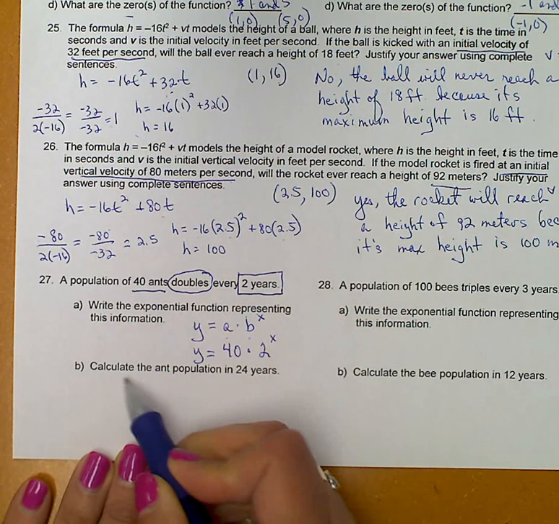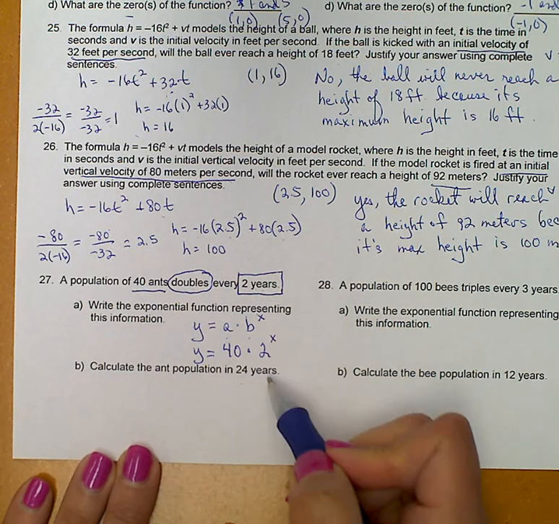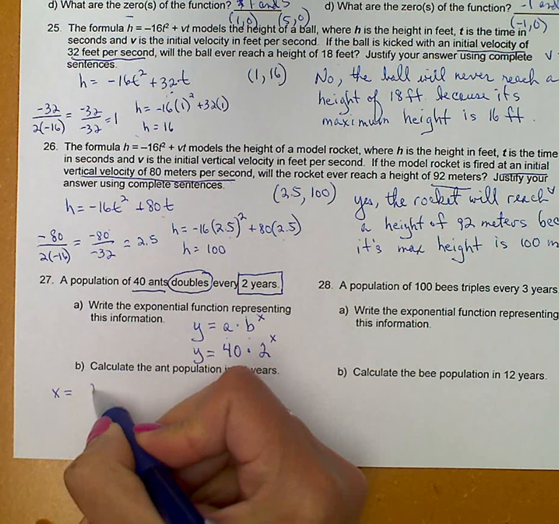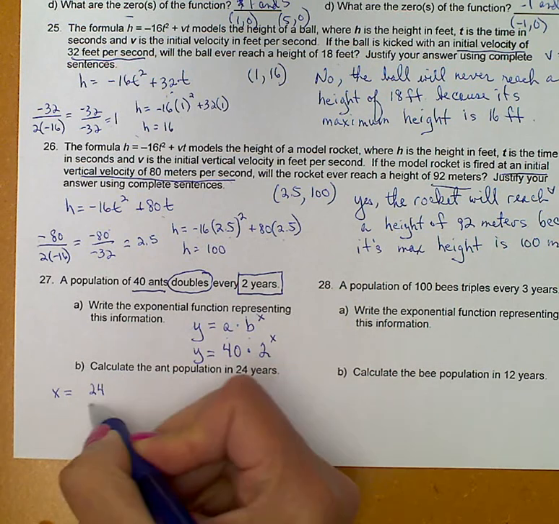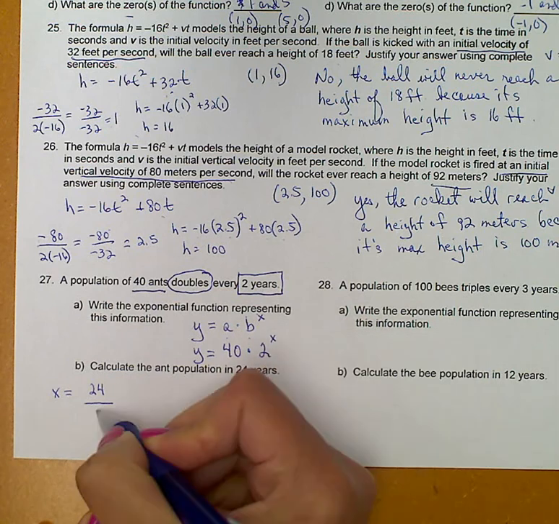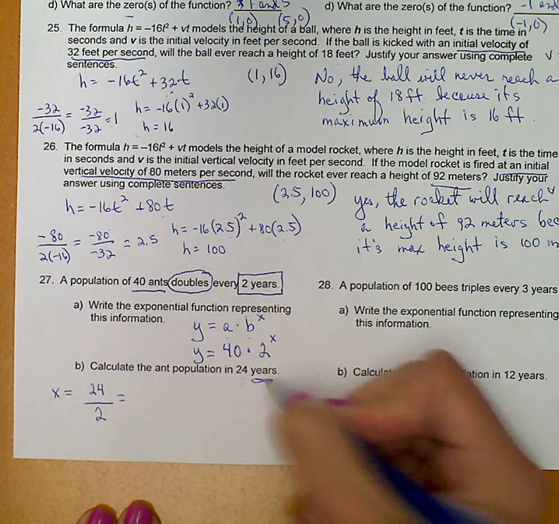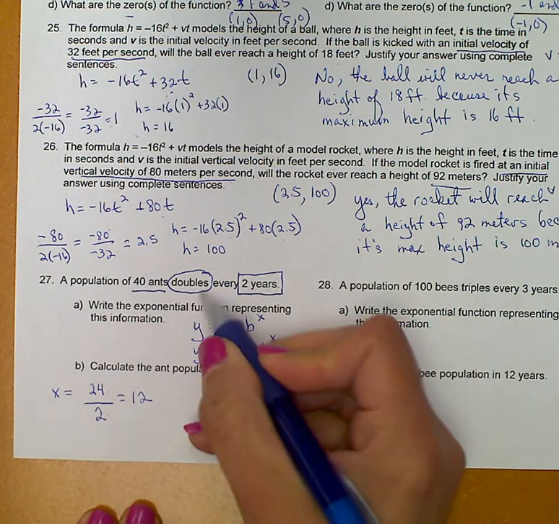And part b, calculate the ant population in 24 years. So this is where I use my box of 2 years. So my x is going to be, every 24 years, I want to know how many times it doubles if it doubles every 2 years. So I'm going to divide that by 2. Notice that my units are the same, so I don't have to change anything. 24 divided by 2 is 12, so it's going to double 12 times in 24 years.